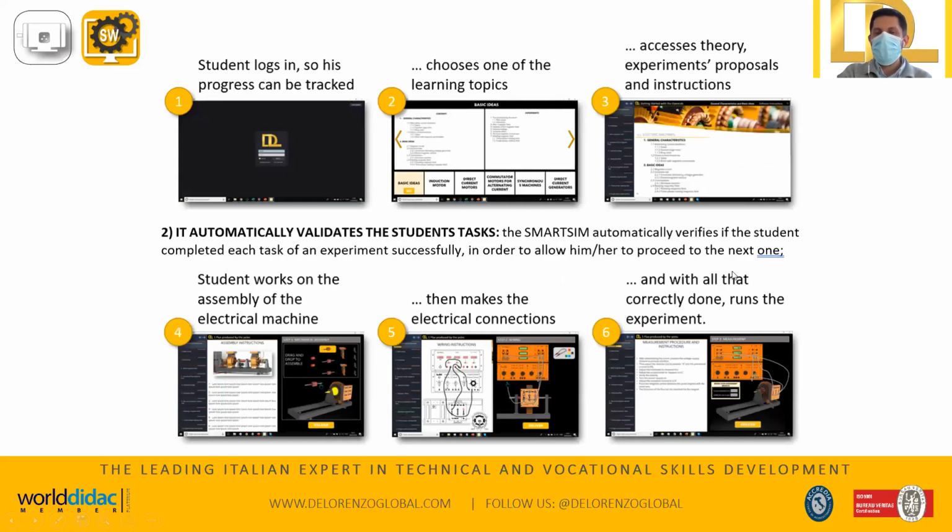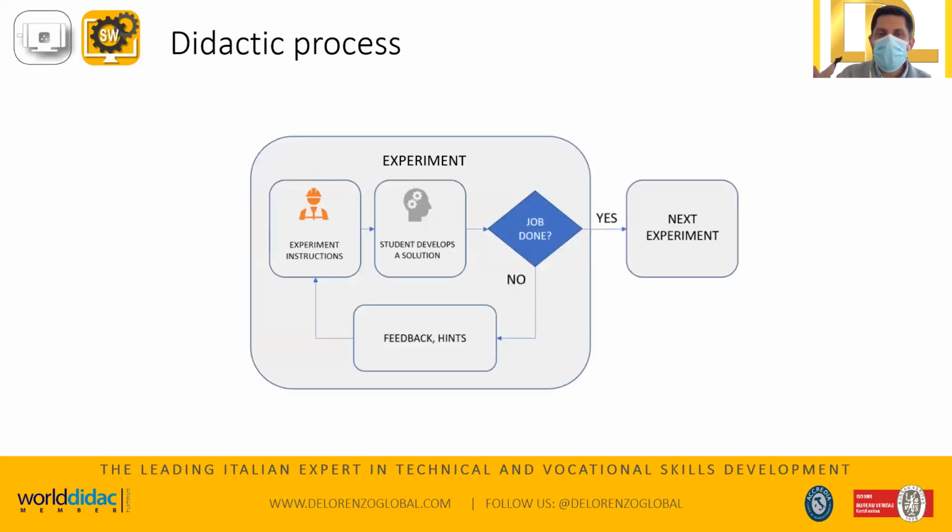So it's divided into steps. Each experiment, like for example here, follows a standard flow. The student logs into the platform, chooses a topic, accesses the theory and experiments, then works on the assembly of the machine, makes the electrical connections, and does the measurements. And this is an iterative process that happens with each experiment. So the student performs the experiment and gets feedback. If the feedback is okay, he's allowed to move to the next experiment.